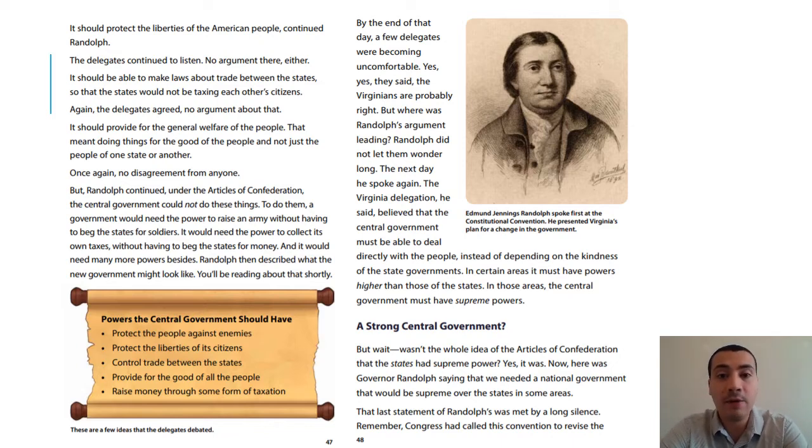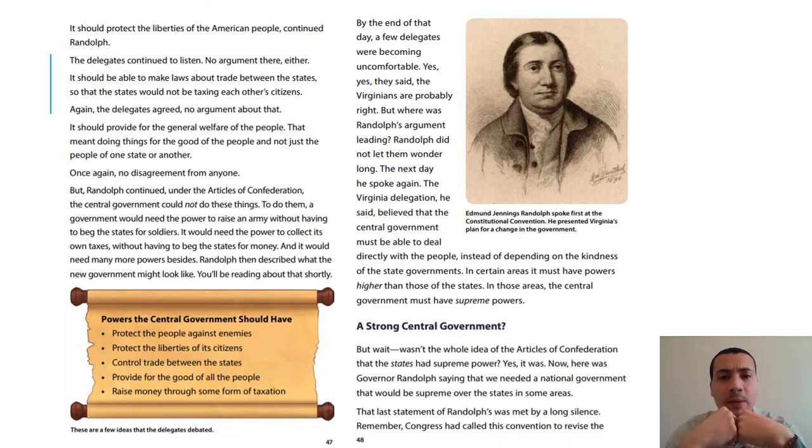By the end of the day, a few delegates were becoming uncomfortable. "Yes," they said, "the Virginians were probably right, but where was Randolph's argument leading?" Randolph did not let them wonder long. The next day he spoke again.